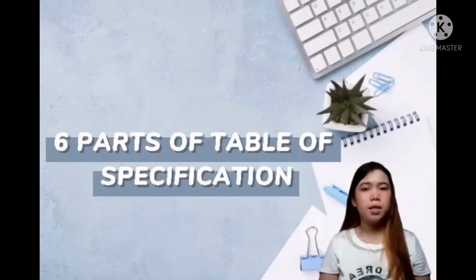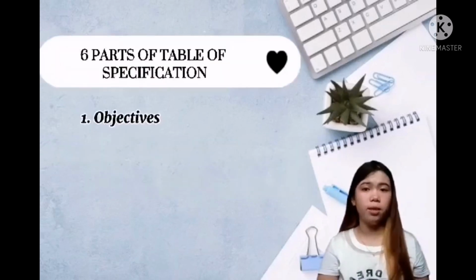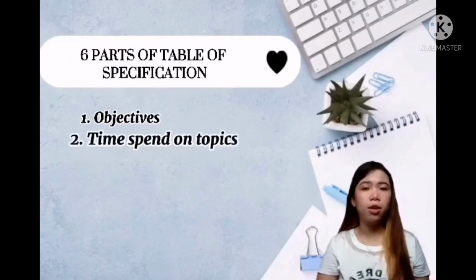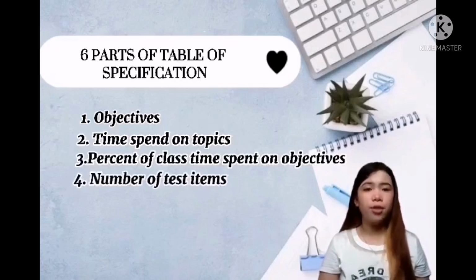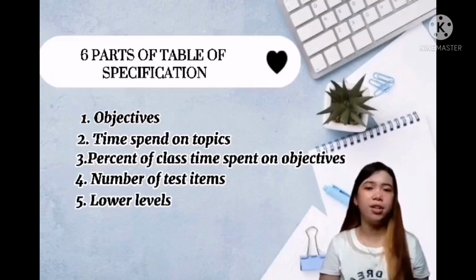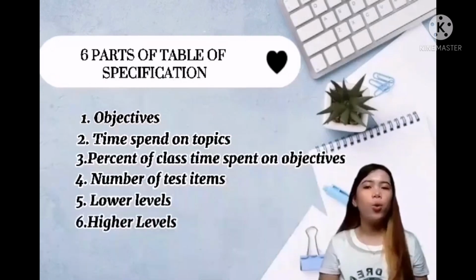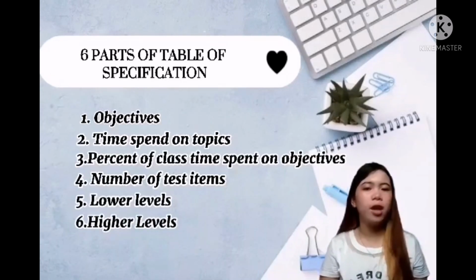There are 6 parts of Table of Specification. First, the objectives. Second, time spent on topics. Third, percent of class time spent on objectives. Fourth, number of test items. Fifth, lower levels. And the last one is the higher levels. So, one of my group mates will explain how to do the Table of Specification.